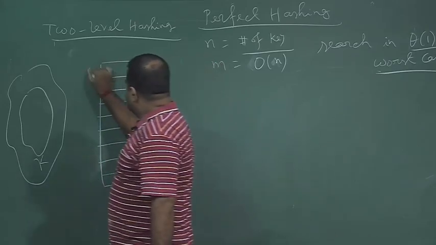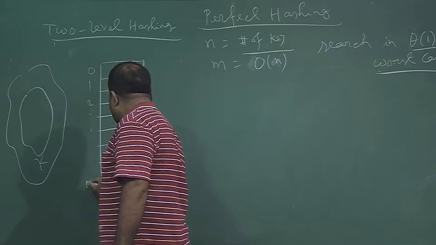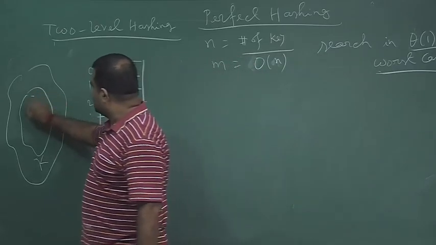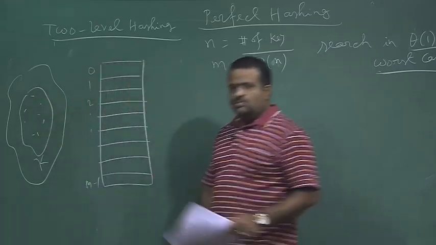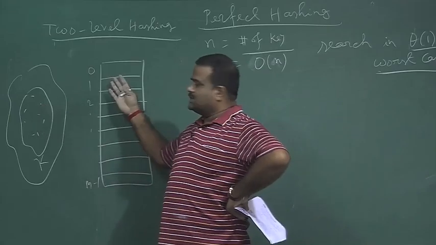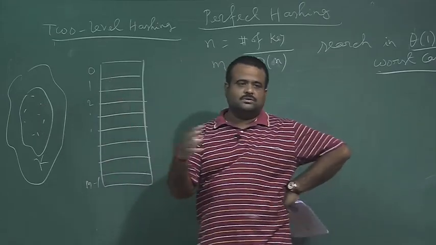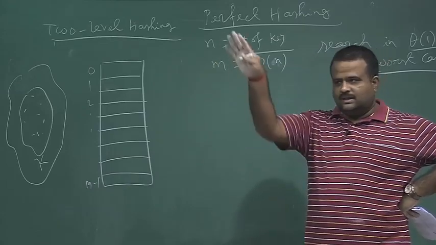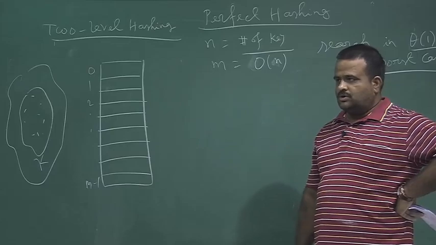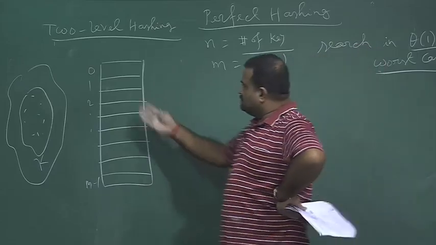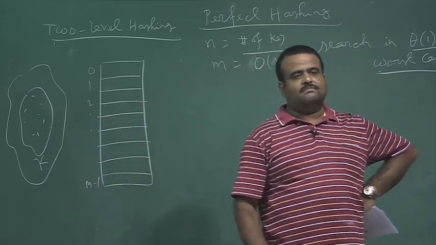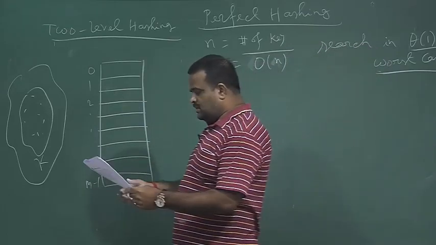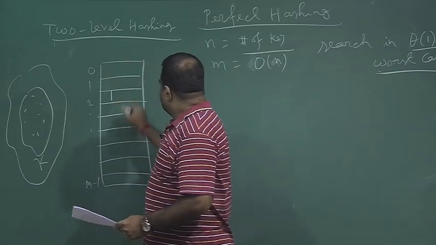So, this is our 0, 1, 2 up to m minus 1, the number of slots. These are the keys k1, k2, up to kn. We first apply our hash function on them, and we choose the hash function from the universal hash functions, so it will distribute the keys in a uniform way over the slots. Now, some of the slots will get collisions. Suppose this slot has 2 keys colliding.